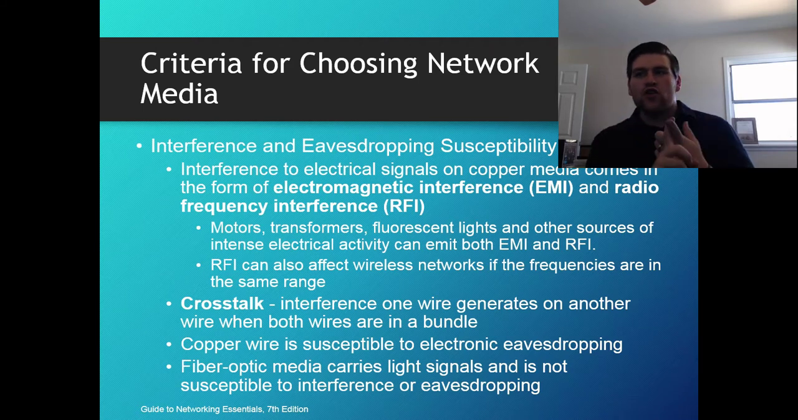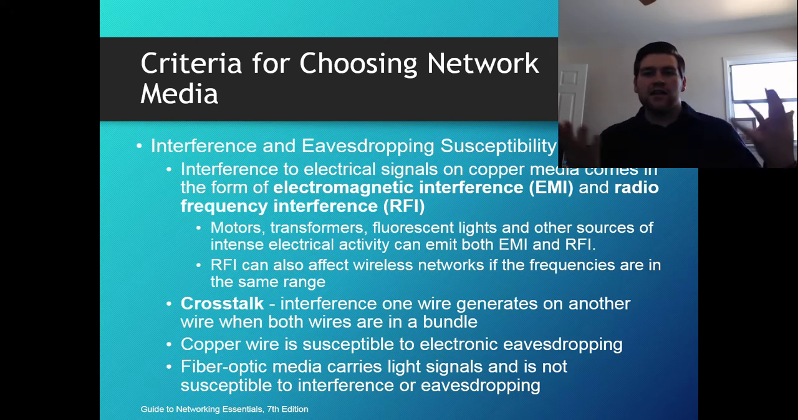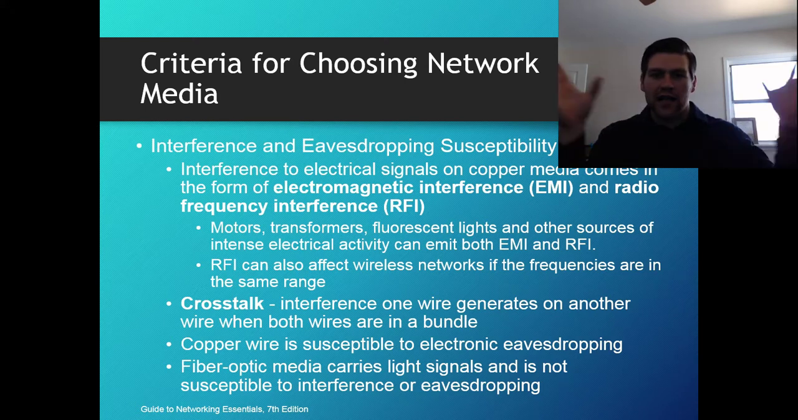Where electromagnetic interference would definitely affect copper cabling, even if it's shielded twisted pair, even if it's shielded copper cabling, and radio frequency interference would affect wireless signals. And of course, you can eavesdrop with either one of these. So it's easier to eavesdrop on wireless signals because, of course, you just have to have a laptop and a small amount of technical ability to eavesdrop on wireless transmissions because, of course, they're broadcast out in all directions.